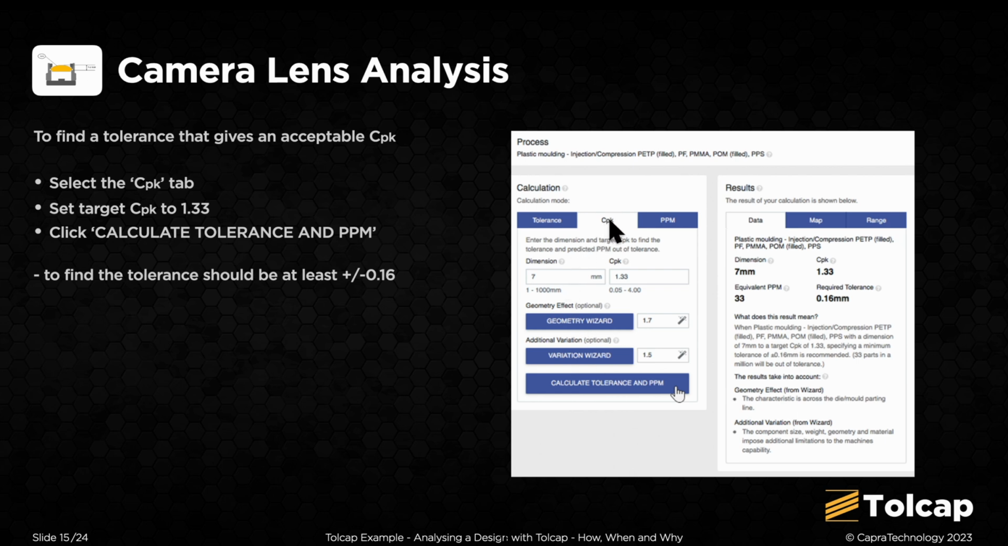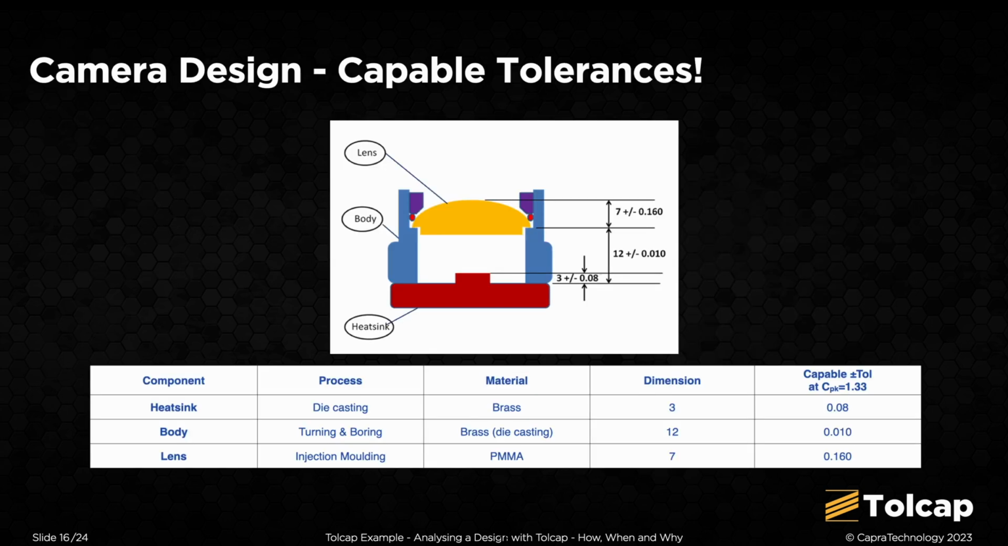We'd better find a tolerance that gives an acceptable CPK. So select the CPK tab, set the CPK target to 1.33, click Calculate Tolerance and ppm to find that the tolerance should be at least plus or minus 0.16 millimeters. So now we've analysed each component using Tolcap, we can update our assembly drawing and our table with tolerances which will be capable to CPK equals 1.33.